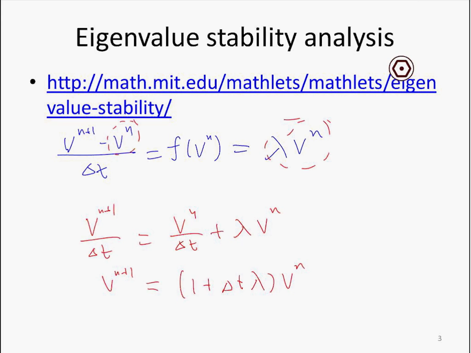Any questions? The value has to be less than 1. Yeah, the absolute value of that thing has to be less than or equal to 1. Yes. So when you said that lambda delta t has to be less than minus 2... Lambda times delta t is less than or equal to... Okay. Yeah. So is that just something you have to check every time?